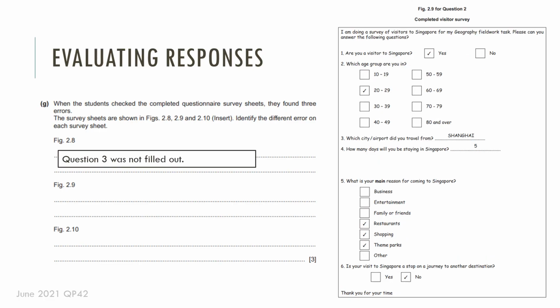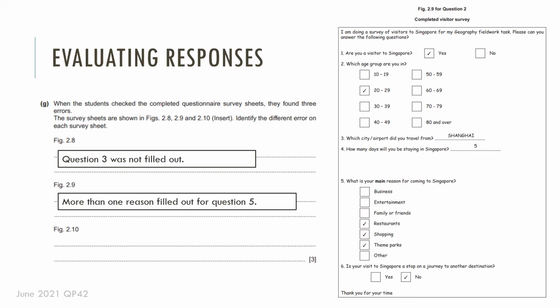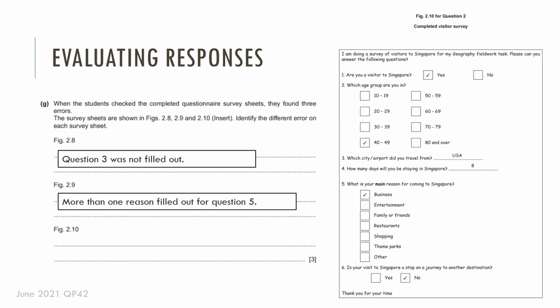Okay, so for the next question, it asks me to go through that again. So, first one, correct. Second one, correct. Third and fourth, correct. What is your main reason for coming to Singapore? So that requires you to tick 1. They've ticked 3. That must be the issue. And we move on to the final one.